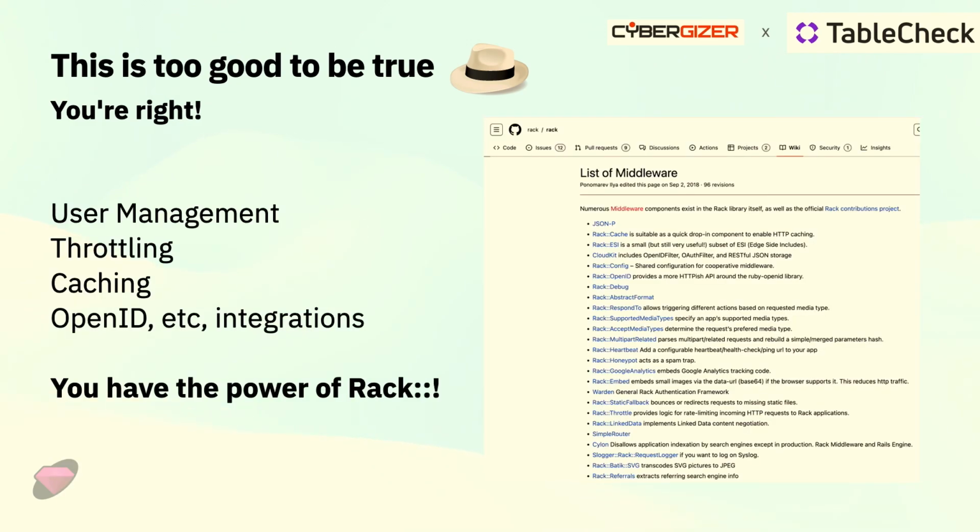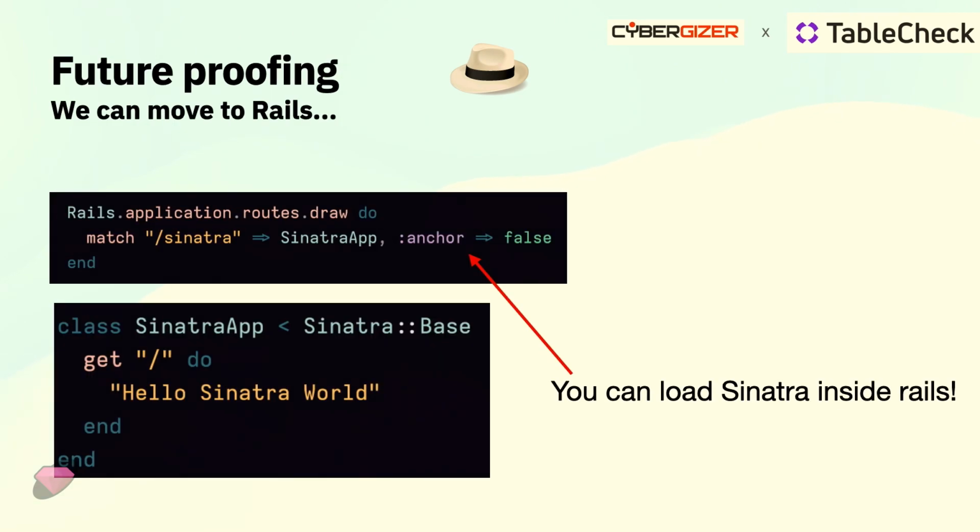Okay, and there's also things like user management, throttling, caching, integrations with OpenID, et cetera. Remember that you have the power of Rack, so these things are kind of solved. And even better, you can just move to Rails. You can load SINATRA inside of Rails with all your routes working, and then you can strip out certain routes to move to Rails when you feel like it's getting too heavy.